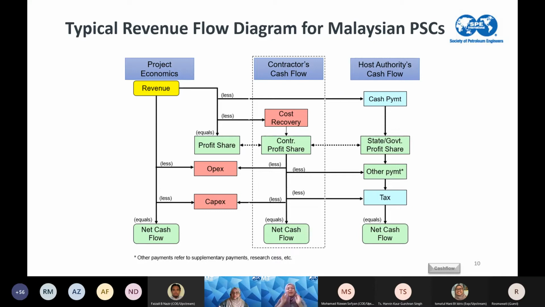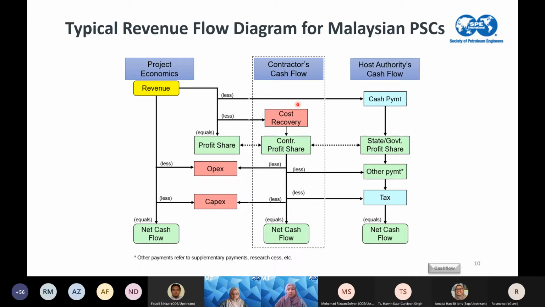So this is the typical revenue flow diagram for Malaysian PSCs. Let's start with the left part, which is the project economics. Like I said just now, it's just simple revenue minus costs: revenue minus OPEX and CAPEX to end up with some net cash flow. So this part here should be relatively straightforward. And then we talk about contractors' cash flow. For contracting parties who sign a PSC with Petronas, their cash flow will look like this. What is income?